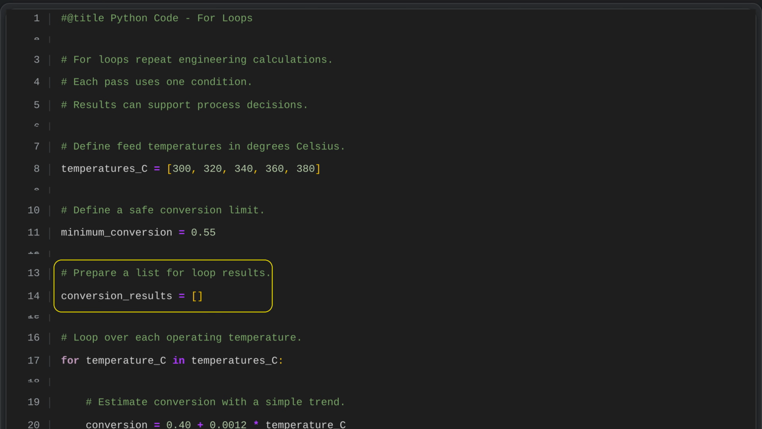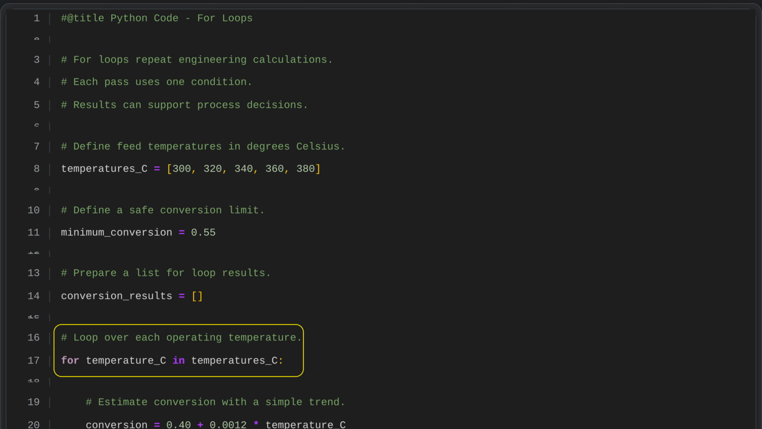We begin by creating an empty list to store conversion results. As the program loops through temperatures, it will add each temperature and its converted value to this list for later analysis. We loop through each temperature to calculate its estimated conversion rate. This lets us check whether each temperature condition meets the required specifications.